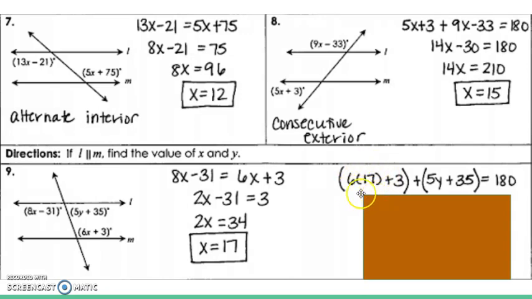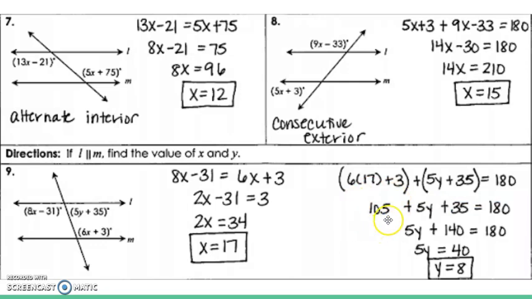When we do that, the example here is with our same side interior angles, those consecutive interior angles. Remember, order of operations tells us that we need to simplify first. So that becomes 105 plus 5y plus 35 equals 180. And then from there we can solve. So we needed to find that x first before we could find our y.